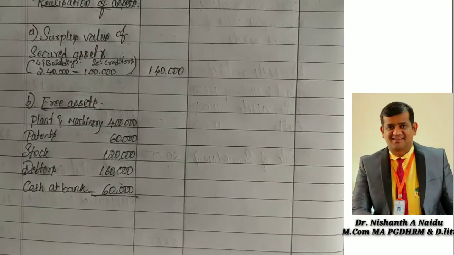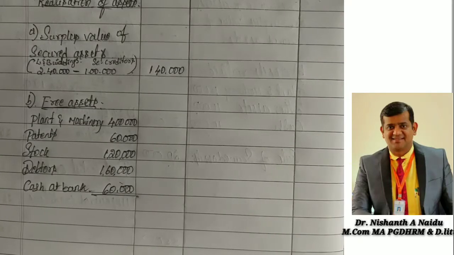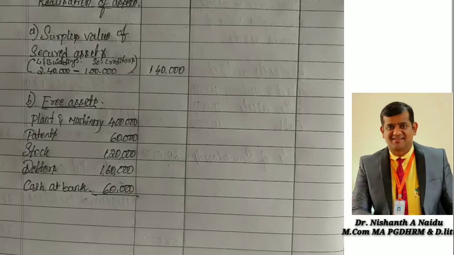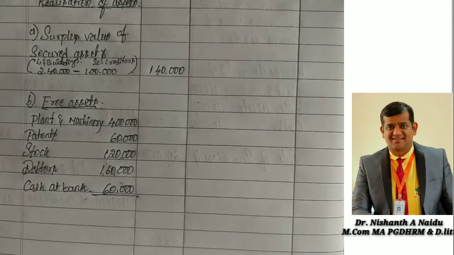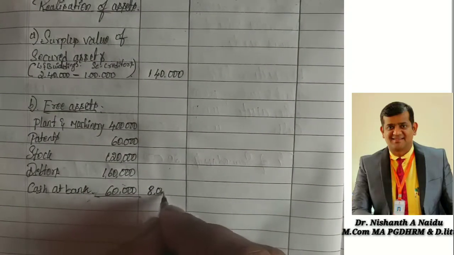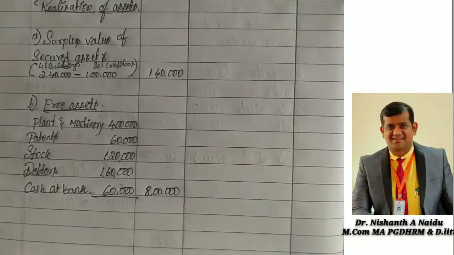So let us total: 4 lakh plus 60,000 plus 1,20,000 plus 1,60,000 plus 60,000. So how much do we have? 8 lakh rupees, correct? So we got 8 lakh rupees. So I have written 8 lakh rupees.